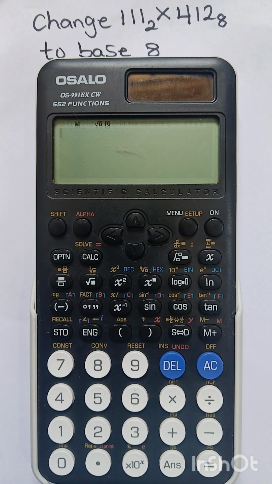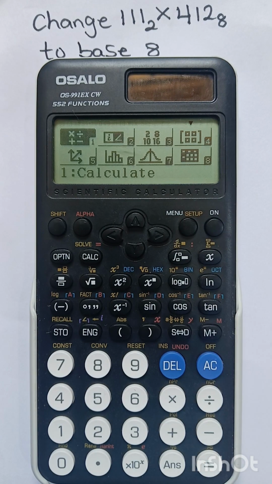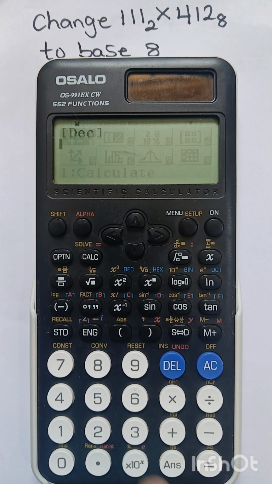And again, we are still using the OSALO to convert the same question to base 8. Now since the first one is in base 2, we have to convert it to base 8. Then after that, we multiply our answer. So to convert 111 base 2 to base 8, you press on the setup mode, then you press on 3.